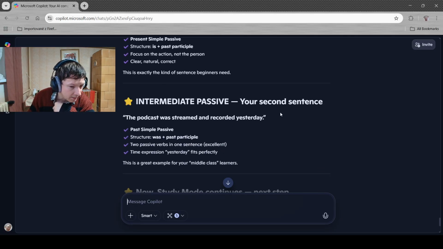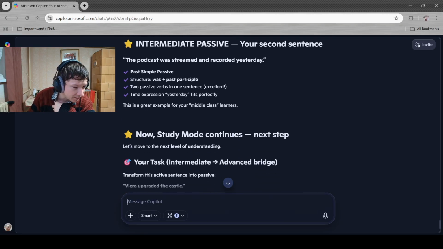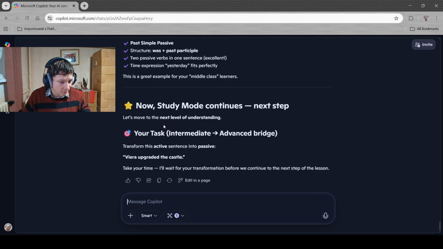Intermediate passive. Your second sentence: the podcast was streamed and recorded yesterday. Past simple passive. Structure: was plus past participle. Two passive verbs in one sentence. Excellent. Time expression yesterday fits, correct. This is a great example for your middle class learners. Now study mode continues. Next step. Let's move to the next level of understanding. Your task, intermediate to advanced bridge. Transform this active sentence into passive.